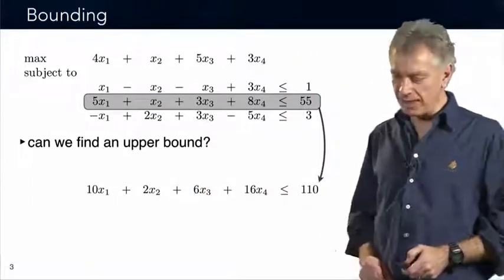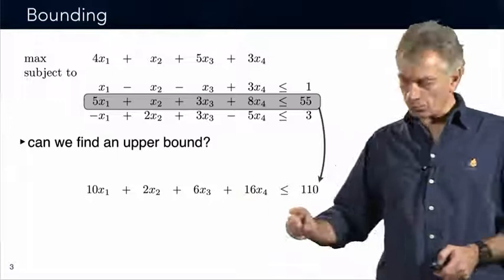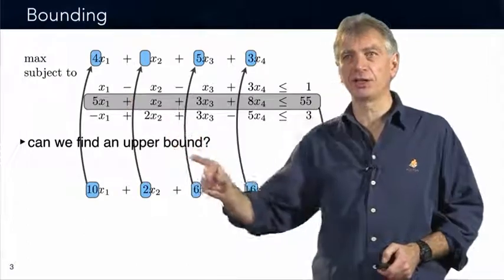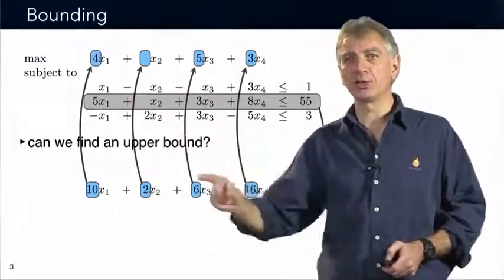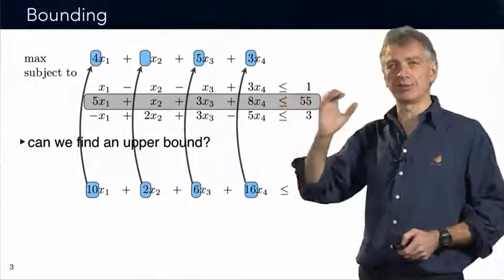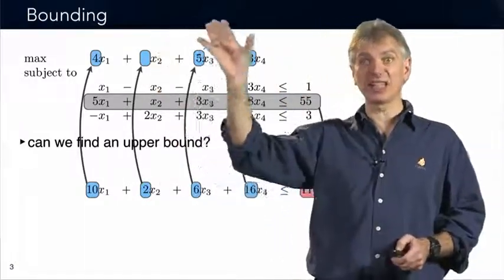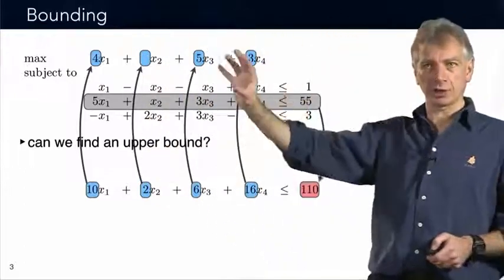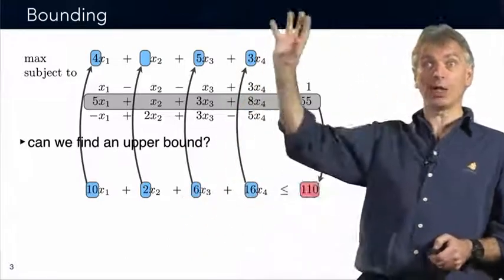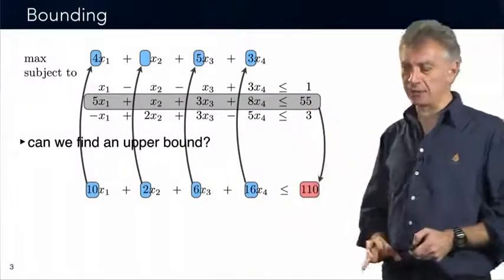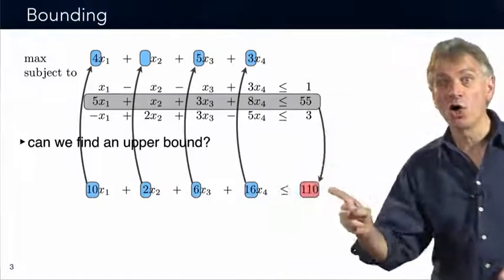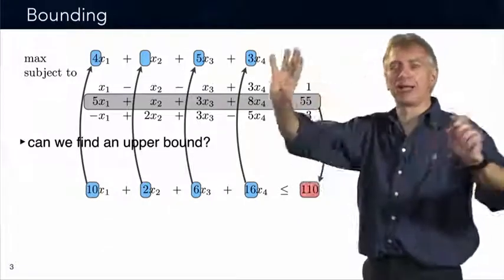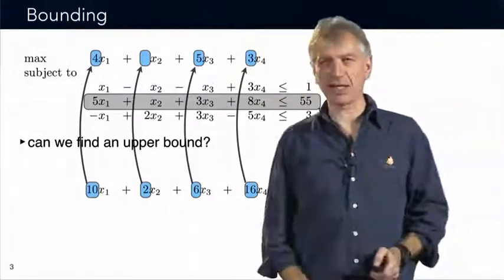Because as soon as I do that, what you can see is that this 10 here is actually greater than the coefficient in the objective function. This value also is greater. All the values here are greater than the coefficients of the objective function. And therefore, if the objective function has a value, this has to have a larger value, by definition. So in this particular case, I know that 110 has to be an upper bound. I will never be able to get higher than 110.